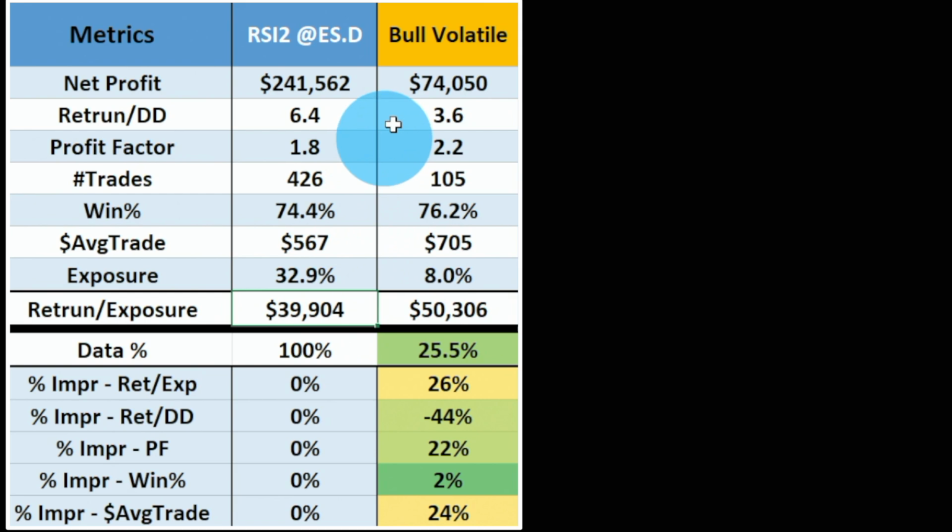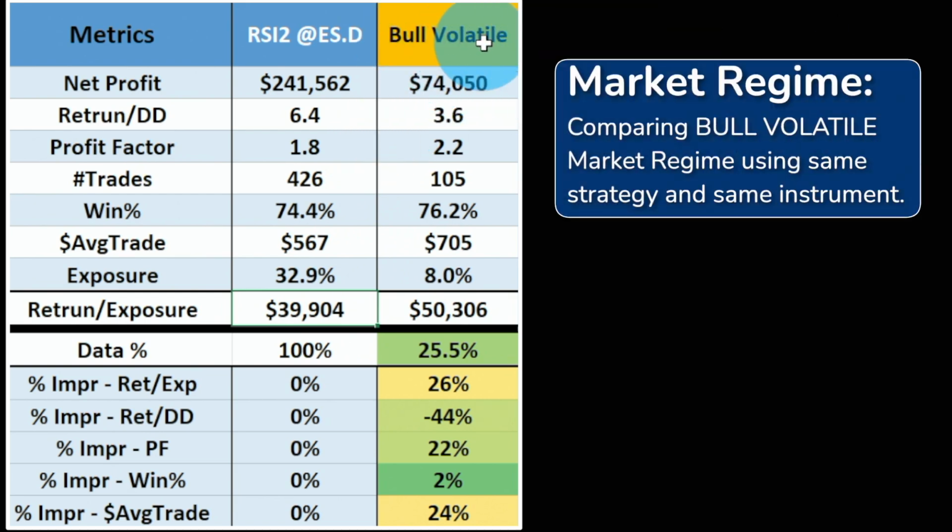Now let's look at our first market regime, the bull volatile. So in bull volatile, we are making 74,000 net profit, lower drawdown, higher profit factor, of course lower number of trades because this is not using all data, higher win rate, higher average trade, and lower exposure. Now, yes, here we have lower net profit, lower number of trades, and lower exposure. But if I use this equation again here, we can see that this strategy is producing better returns if I take the exposure into the equation.